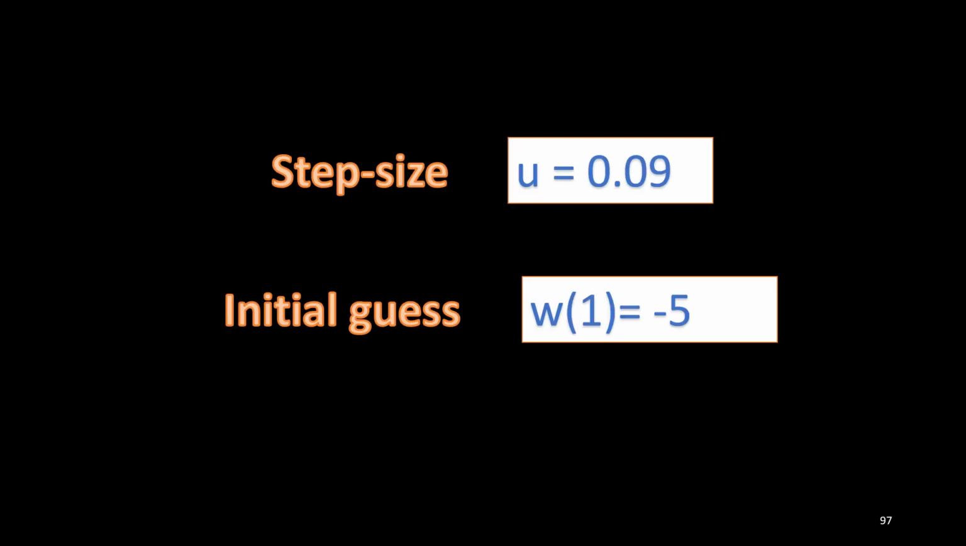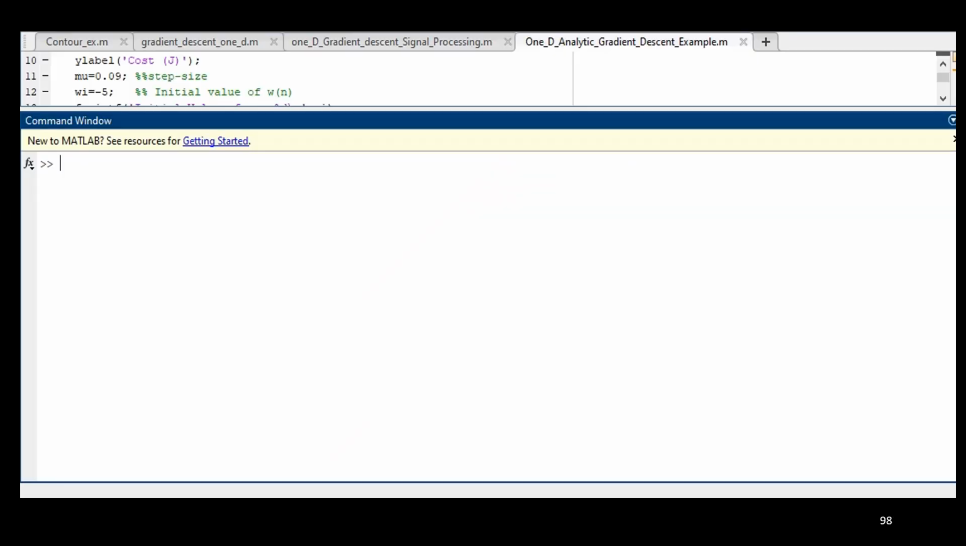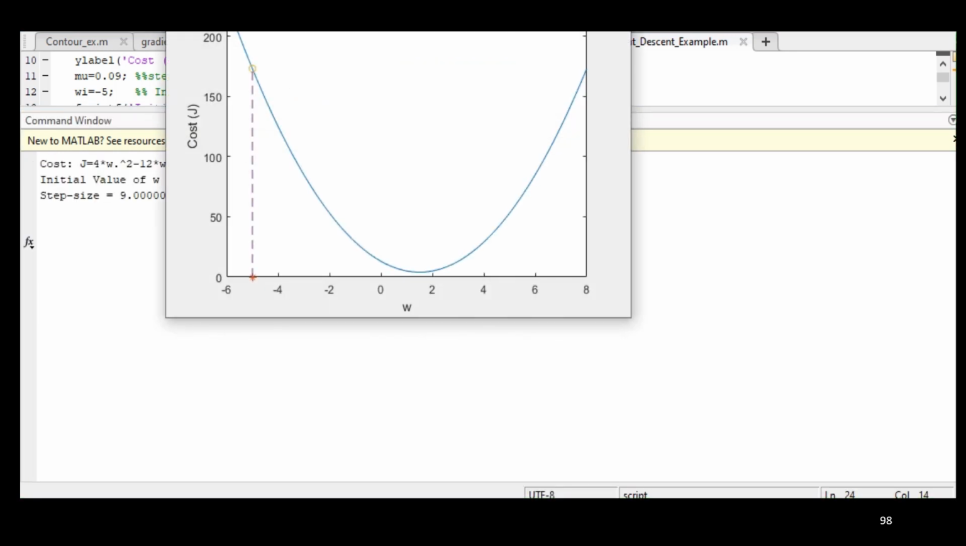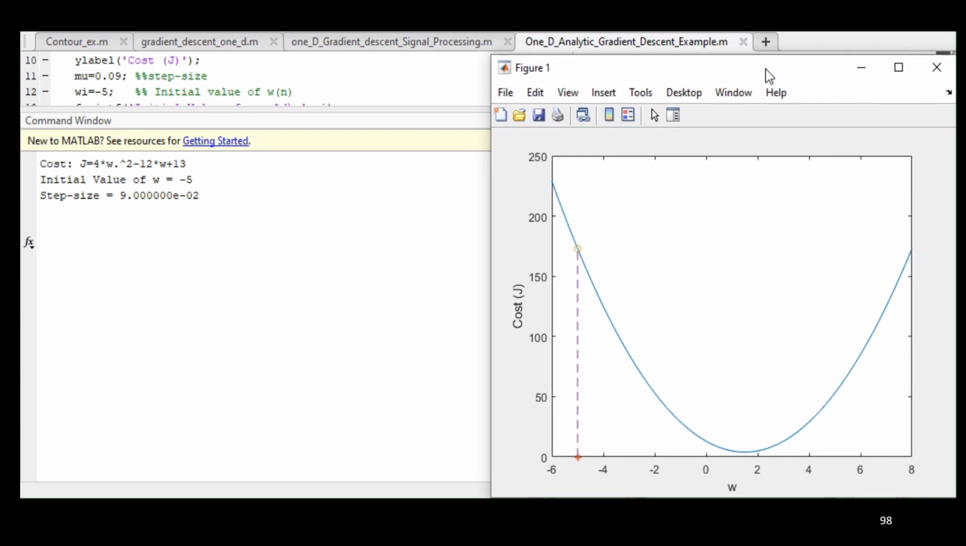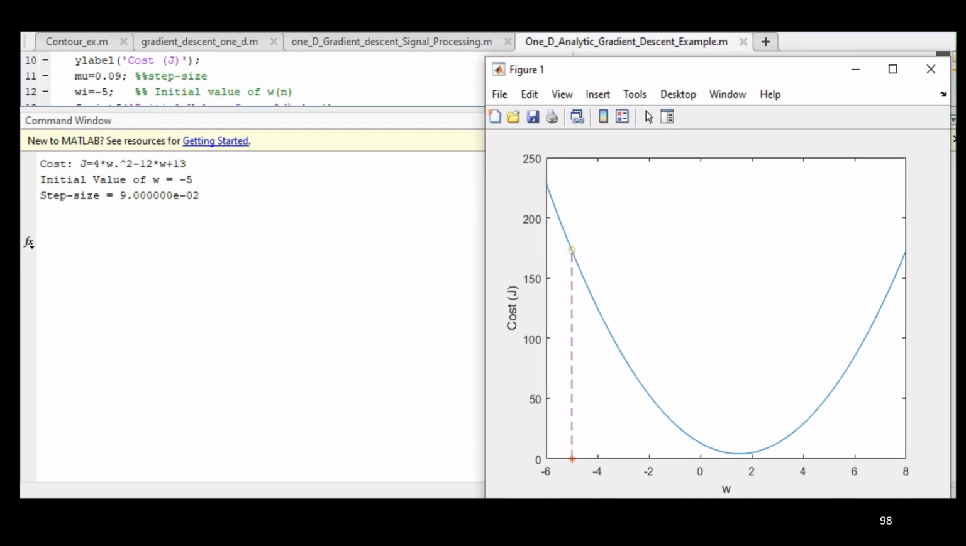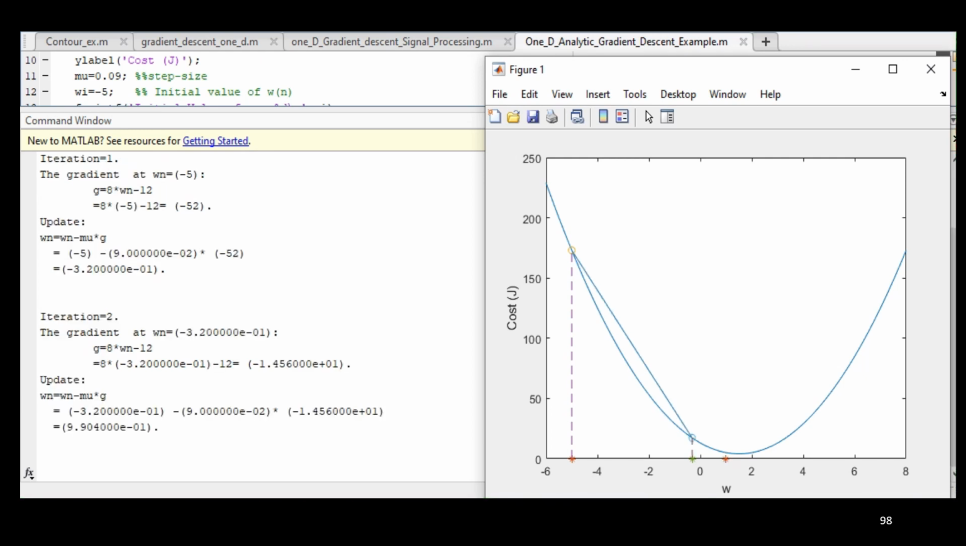Fine. So we need to increase the step size. We should check how the convergence rate is improved. So we'll consider the same initial point, minus 5. So this is the starting point minus 5, and now consider this step size, it is 0.09.